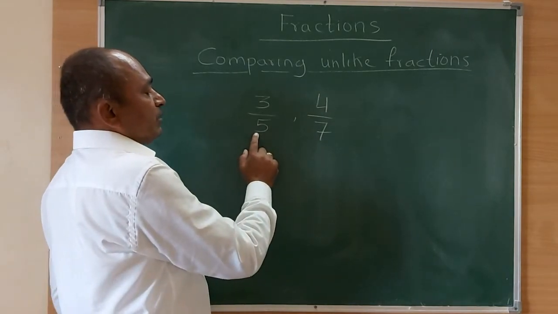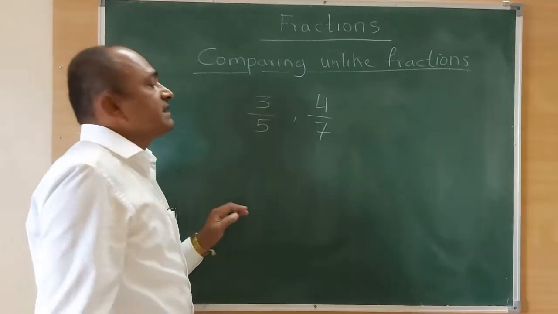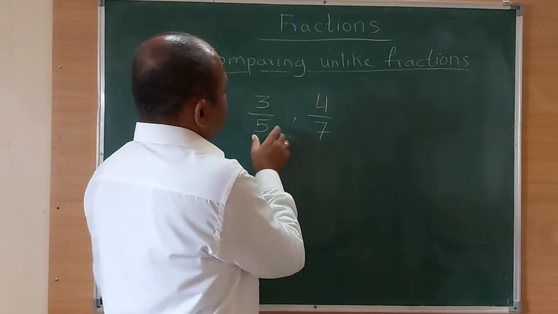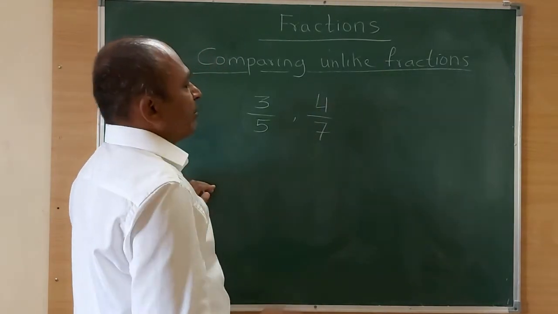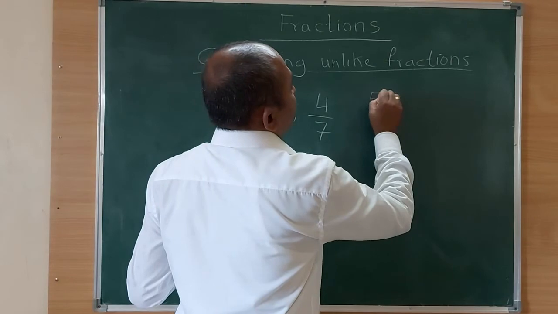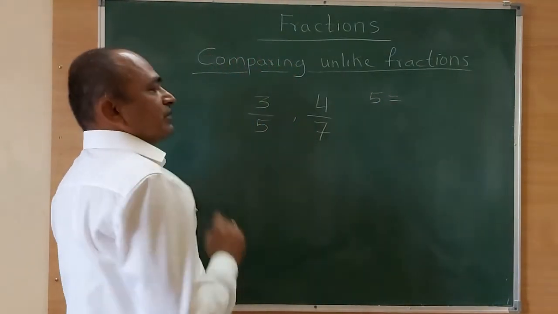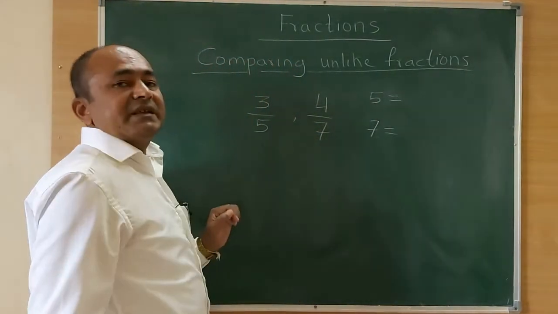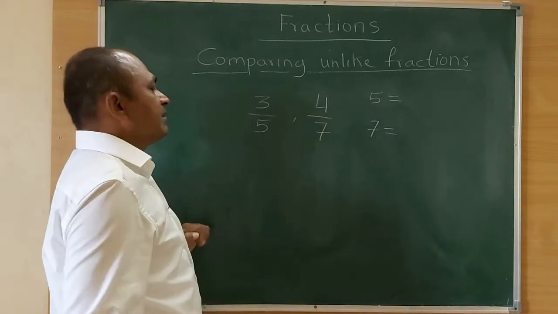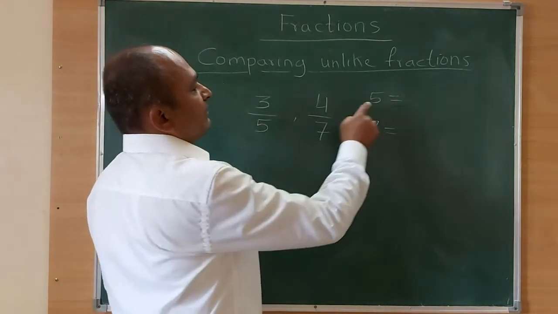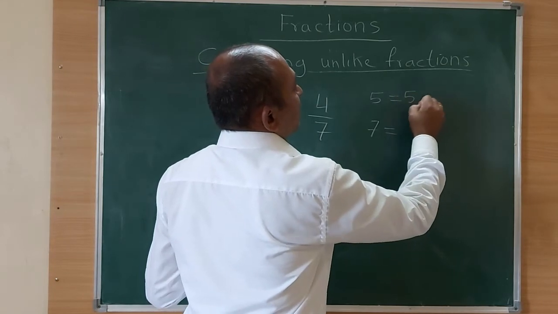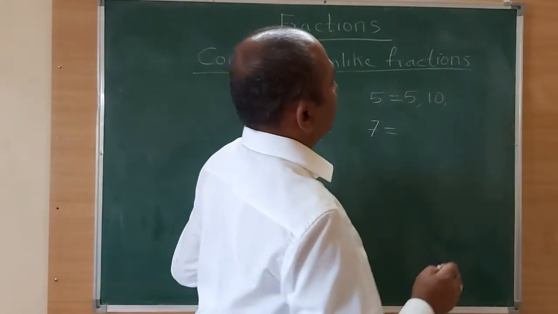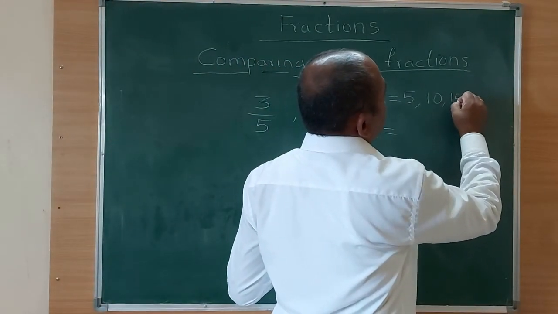Now here it is, the denominator is 5 and here the denominator is 7. So what I will do, I will consider both the denominators and I will write the multiples of the denominator of the first fraction, and then I will write the multiple of the denominator of the second fraction. First I will write the multiples of 5. You know that 5 1 times is 5, 5 2 times 10, 5 3 times is 15, means in short table of 5.